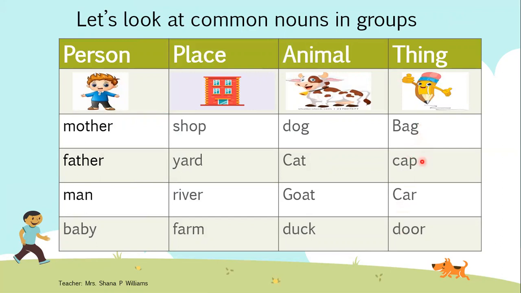Bag, cap, car, door. All right, so remember, these are not specific, right? It can be any bag, could be a Calvin Klein bag, it could be a Gap bag, it could be my bag, it could be any bag, any cap, any car, or any door. So all of these are common nouns.